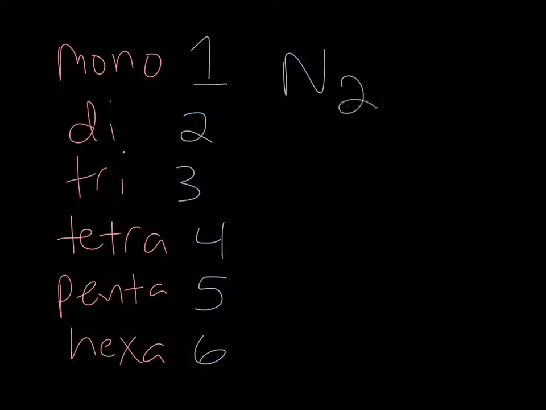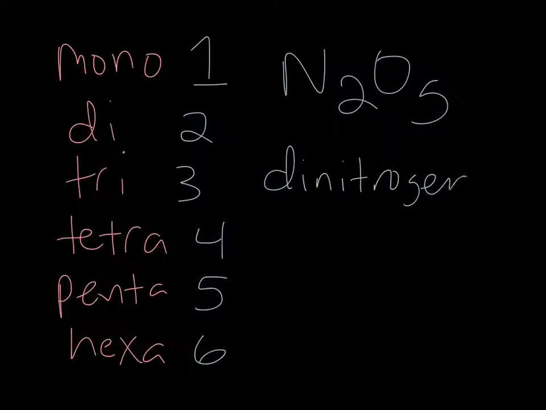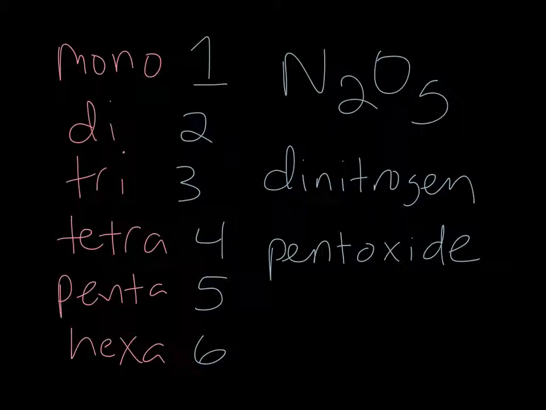So for example, if we had this molecular formula, we would call this dinitrogen pentoxide. Now notice I didn't say pentaoxide. The O and the A's are generally dropped if you're going to have two vowels in a row. So instead of pentaoxide, I have pentoxide. The I's will stay the same. So di and tri never change, but mono, tetra, penta, hexa, that A or the O on the end will be dropped if you would have two vowels in a row.